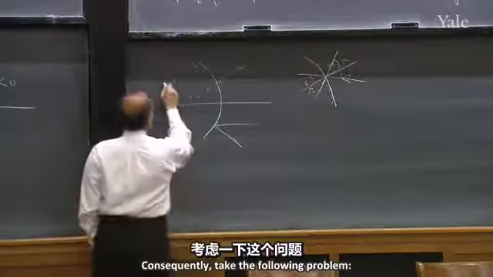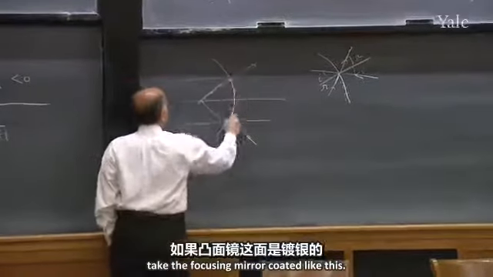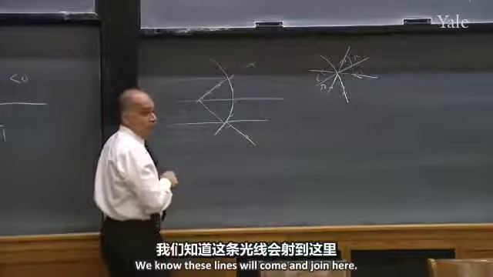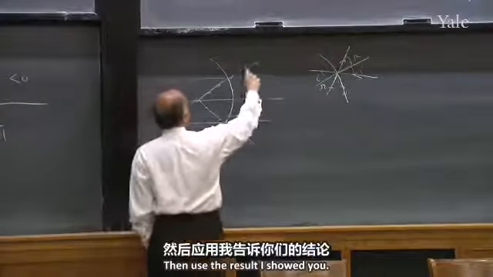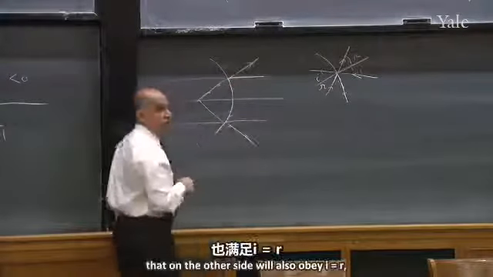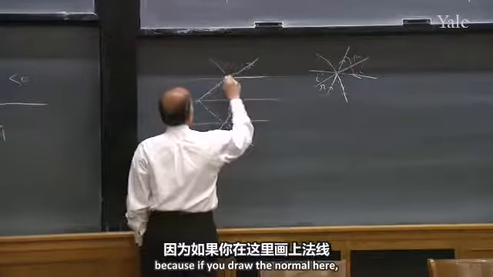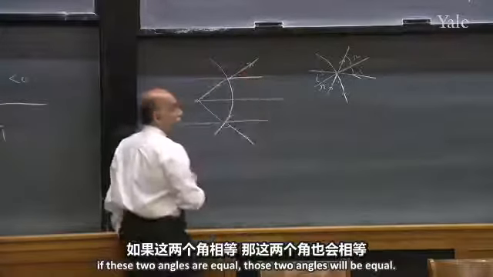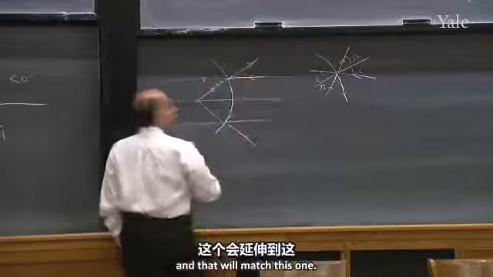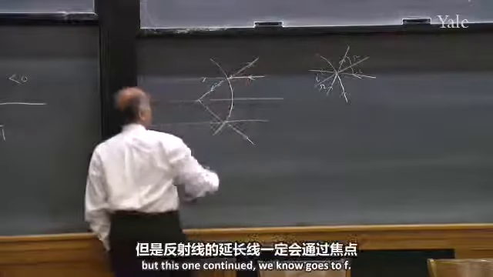Consequently, take the following problem. Take the focusing mirror coated like this. We know these lines will come and join here. Then use the result I showed you. That will then show you that the mirror image of that on the other side will also obey I equal to R. Because if you draw the normal here, if these two angles are equal, those two angles will be equal. Therefore, I know this will lead to that, and that will match this one. Therefore, rays coming this way will go there, but this one continued, we know goes to F.